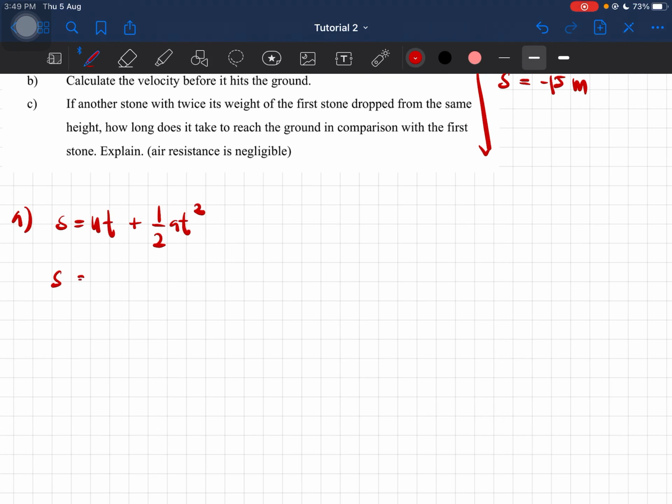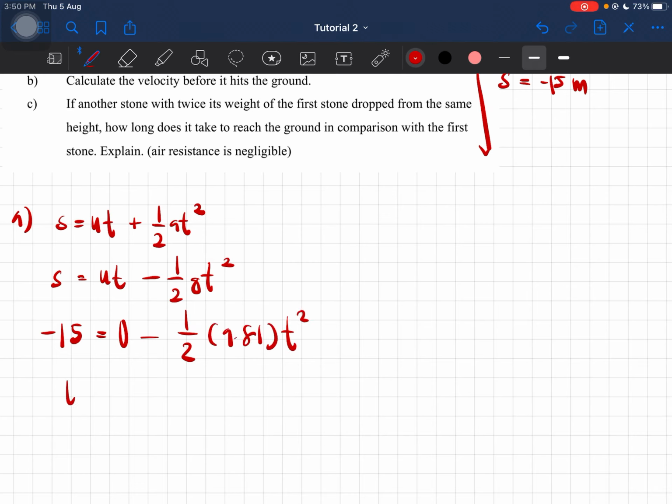So s = ut - half gt squared. I just convert the a to negative g. Right, so from here we just substitute negative 15, u is 0, half, 9.81, t squared. So from here we get the time to be equal to 1.75 seconds.